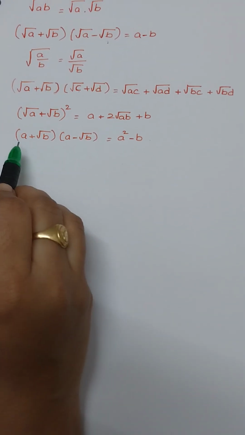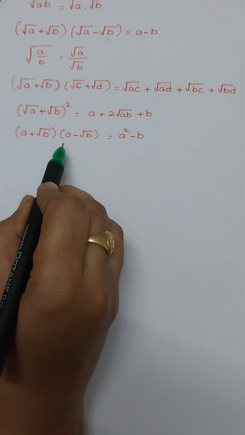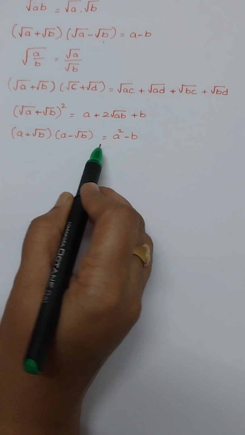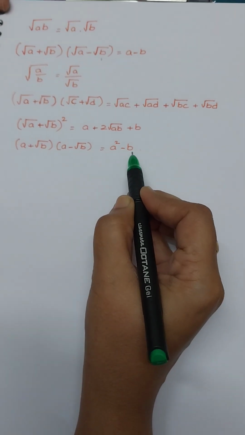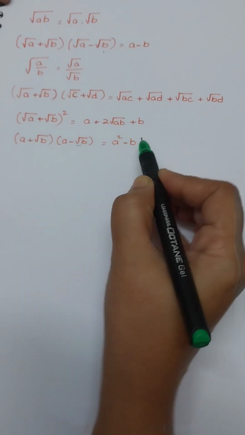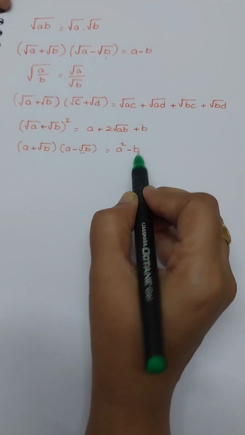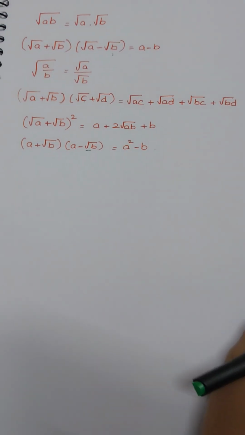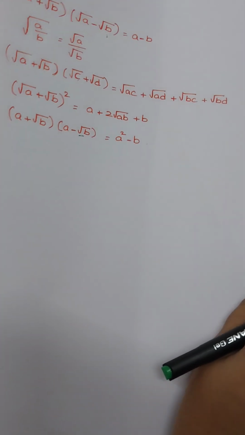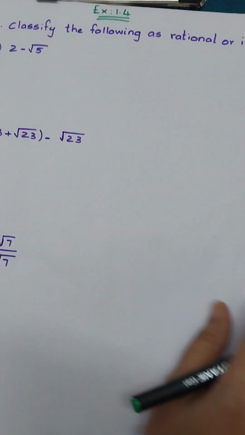Now the last one, A plus root B into A minus root B is A square minus B. So B has a root, that is why it is not squared, only B: A square minus B. Okay. Now let's go through the problems of exercise 1.4.